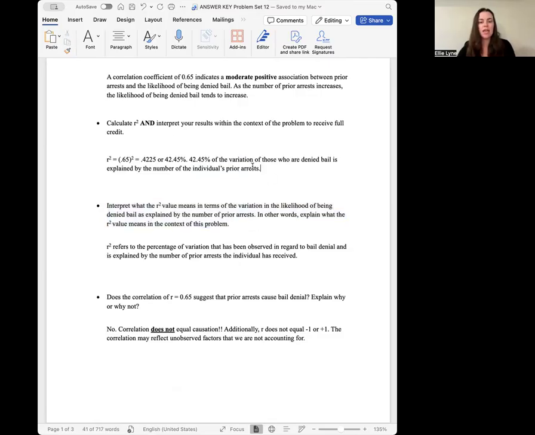But again, if you see and interpret your results within the context of the problem listed here, please make sure to do that as well and not just leave this blank. This is always going to be an important step. And this was more of that conceptual question, really just getting into what the R-squared value means in terms of the variation conceptually in and of itself.